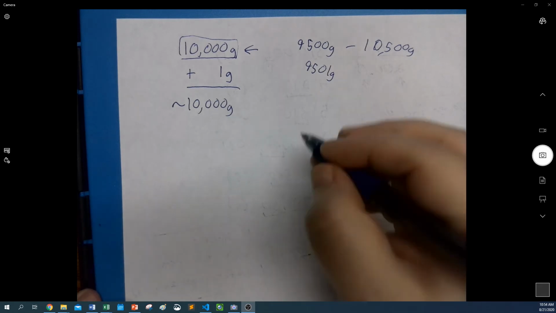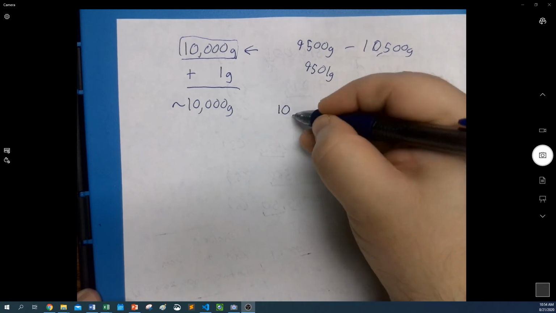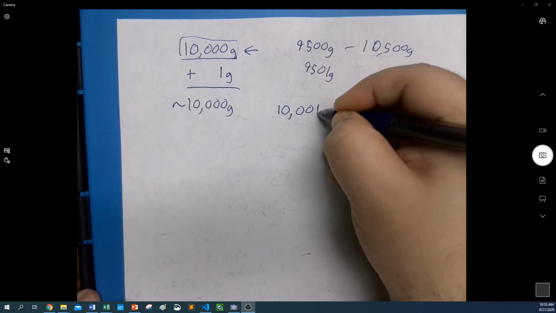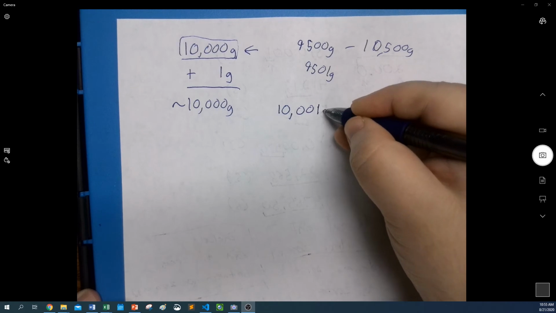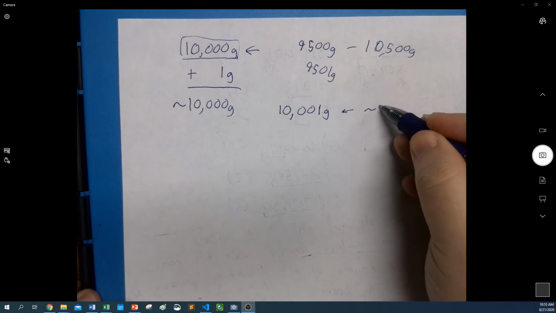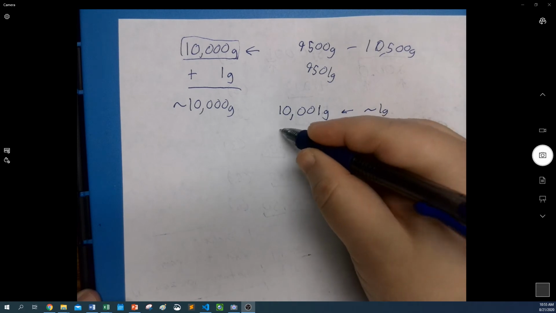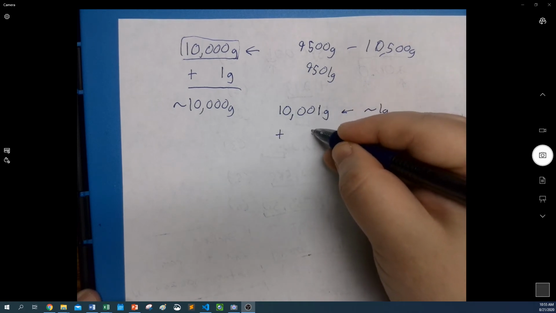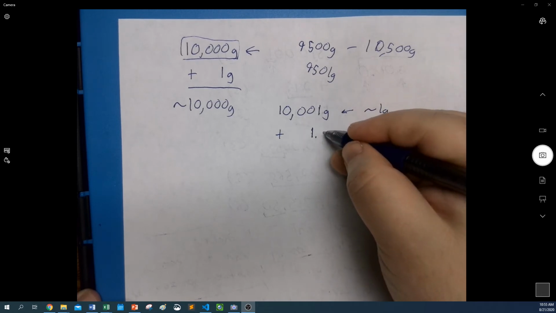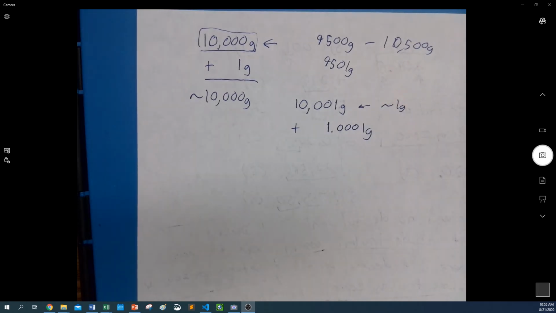Now then, if I knew that I had, for example, 10,001 grams, this tells me I'm somewhere accurate around 1 gram. And let's say that I added to this 1.0001 grams. This is where the decimal places matter. I mean, it's hard to explain.